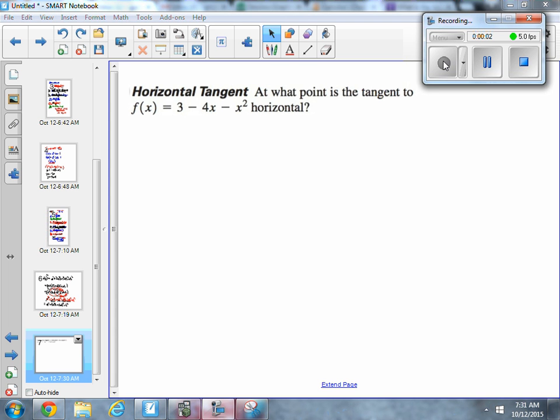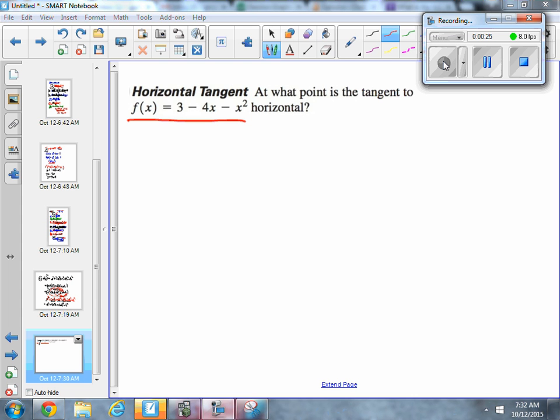Nice problem because, as you can see in calculus, we're combining a lot of different things that we learned in Algebra 2 and in pre-calculus. So we need to understand the question, and then I think answering it's going to be pretty easy. At what point is the tangent to this graph horizontal?